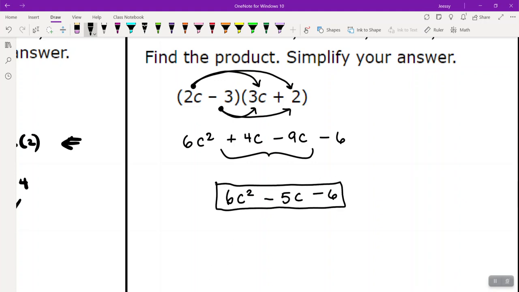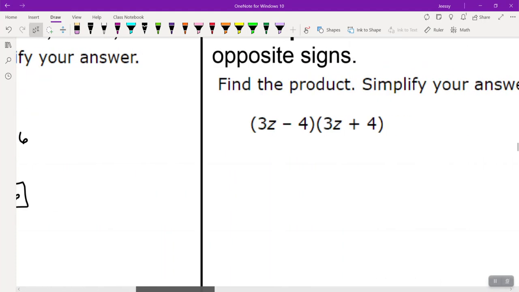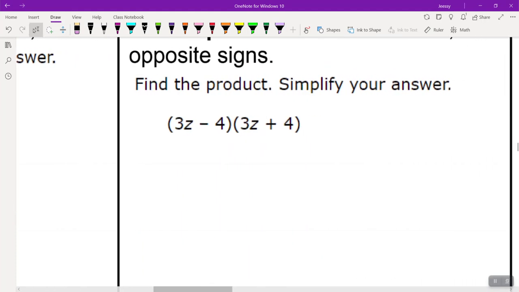I need you to learn how to do this quickly. Are we clear? Yes? Am I asking for too much? Good. Thank you for being reasonable, my students. Let's try it again. Quicker.